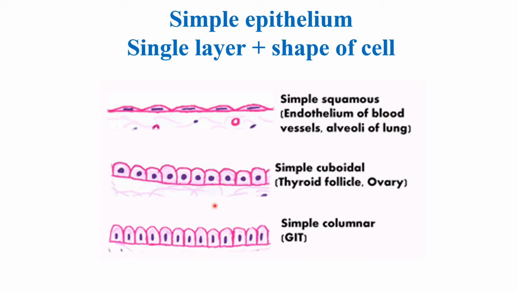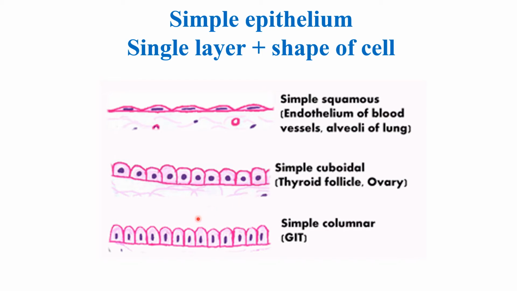Then coming to the simple cuboidal epithelium. Observe the difference. The cells are lying on the basement membrane, and the length and width are equal in these cells, and the nucleus is rounded and centrally placed. This is the simple cuboidal epithelium, and it is seen in the thyroid follicles and on the surface of the ovary.